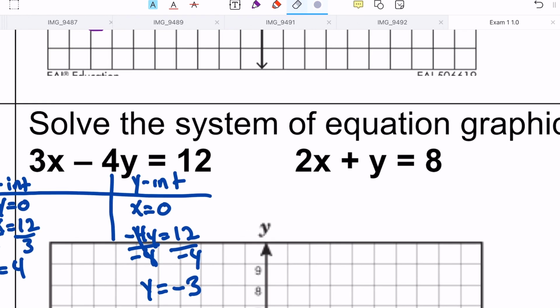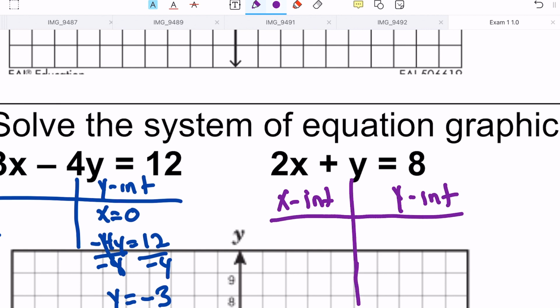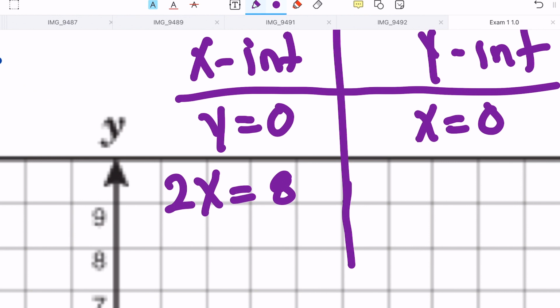Okay, so we have to find the x-intercept and the y-intercept. So we know when it's the x-intercept, y equals 0. And for the y-intercept, x equals 0. Okay. So when y is 0, we forget about the y. And so it's going to be 2x equals 8. We solve for x, so we divide by 2. And we get x equals 4.